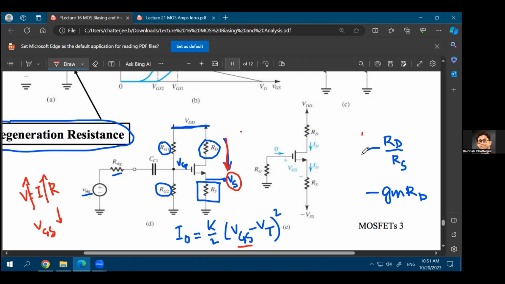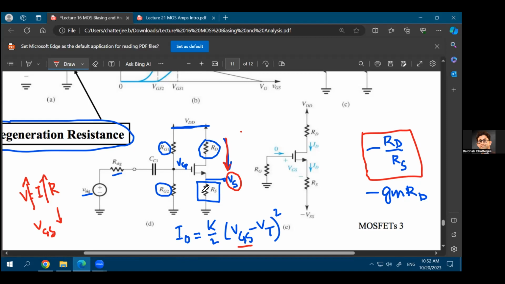Even though it will reduce your gain to minus Rd over Rs, whereas the gain without that resistance was higher, the value of which will be Gm times Rd. The absolute value is Gm times Rd. So that's the reason that you'll ever use this kind of degeneration resistance. That's because this degeneration resistance gives you an inherent negative feedback.